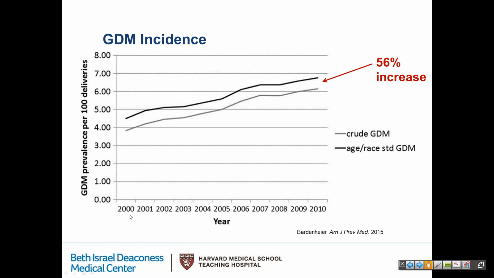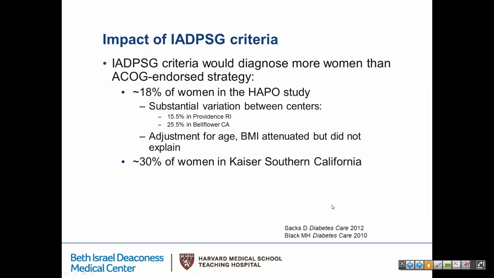We just want to point out here that regardless of how we define gestational diabetes, it is on the rise. There's been a 56% increase over a 10-year period from 2000 to 2010. I would imagine there's actually fairly limited prevalence data out there. I would imagine that we will see similar increases from 2010 to 2020 as the obesity epidemic manifests in increased rates of obstetric complications. The impact of the IADPSG criteria on a population level is that we would diagnose many more women than a two-step or ACOG endorsed strategy.